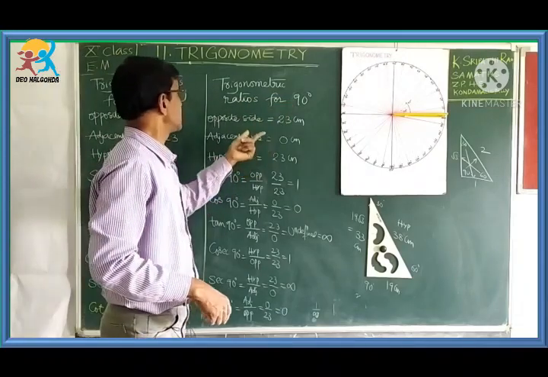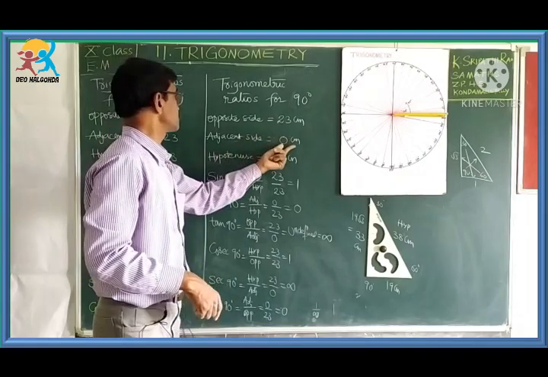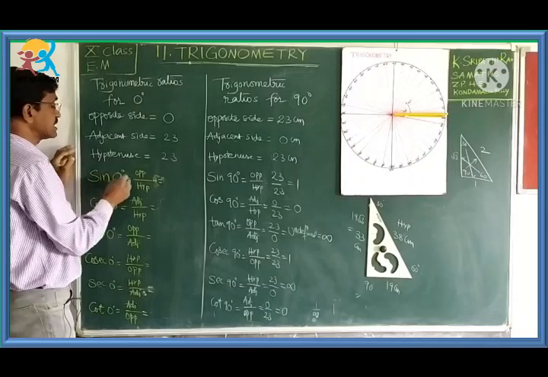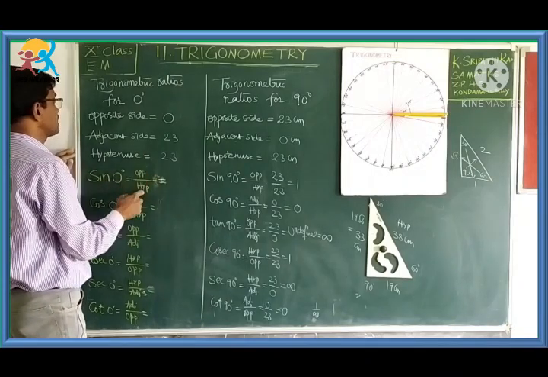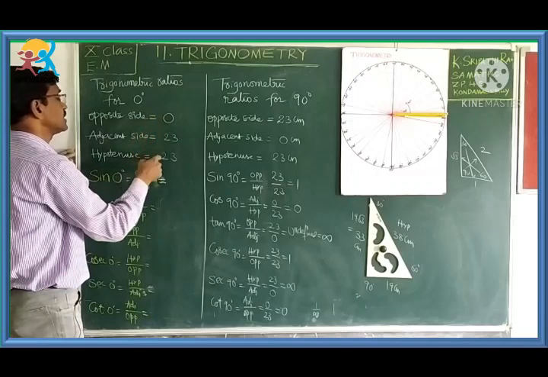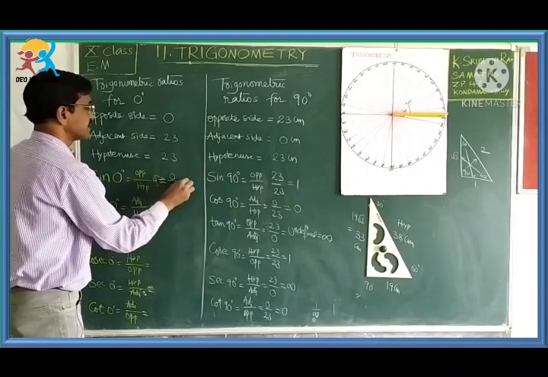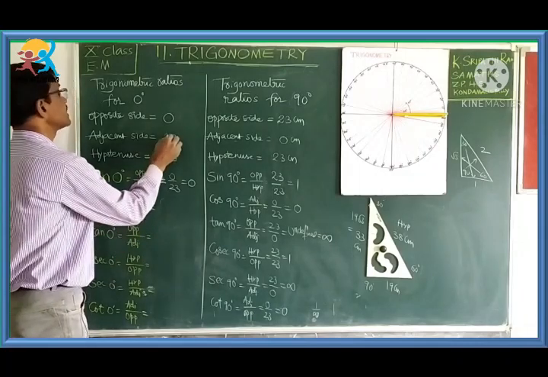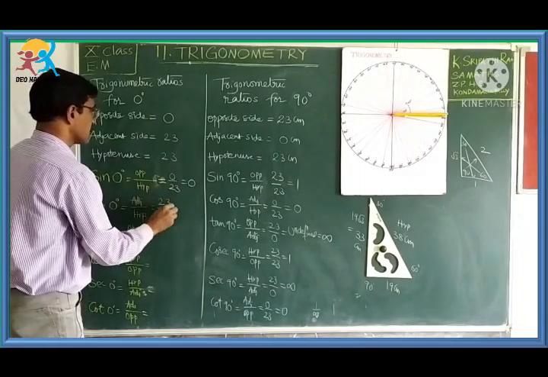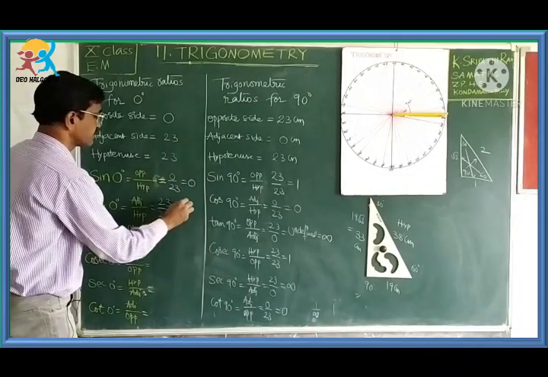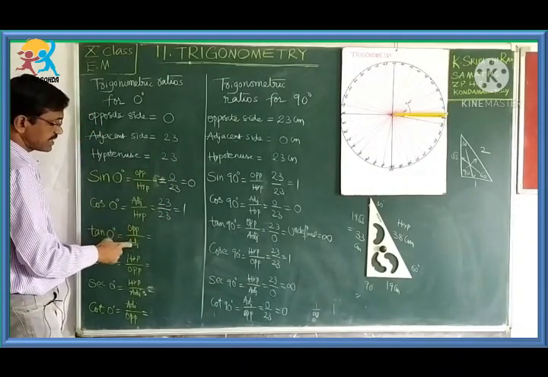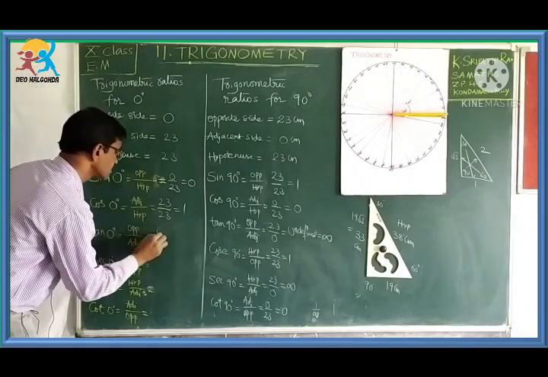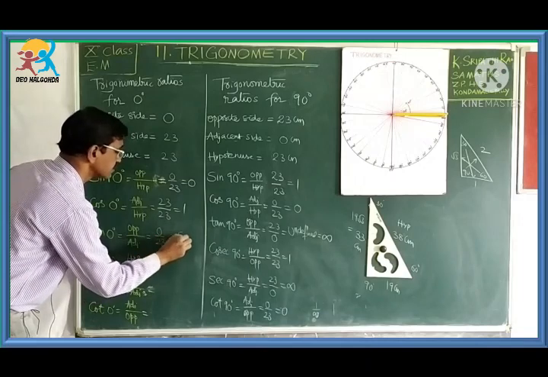At 90 degrees, the adjacent side becomes 0. Then let us write the ratios. Sin 0 is opposite side by hypotenuse. Opposite side 0, hypotenuse 23, so 0 by 23 is 0. Cos 0 is adjacent side by hypotenuse. The adjacent side is 23 here and the hypotenuse is also 23, so we get 1. Tan 0 is opposite by adjacent, opposite 0, adjacent 23. So 0 by 23 we get 0.